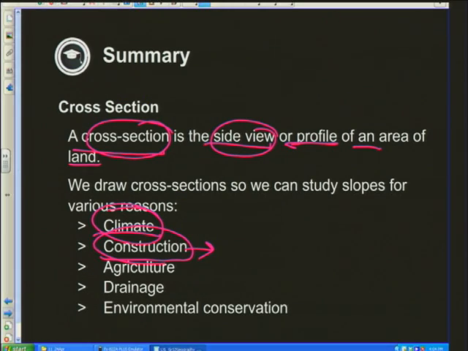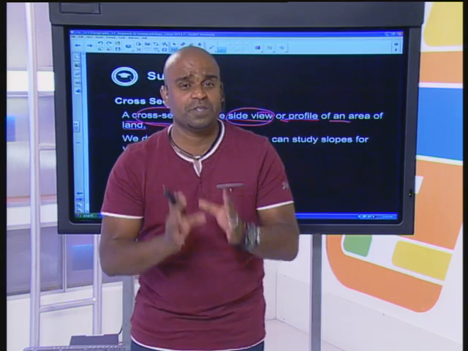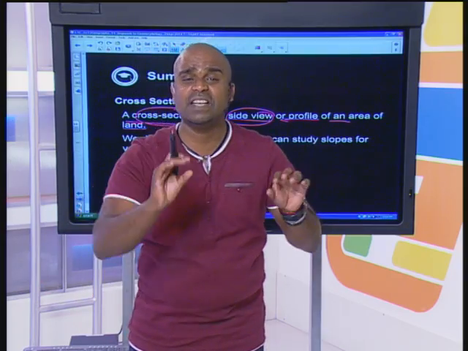Construction. My budding civil engineers, guys, those of you that are going to do civil engineering after matric next year, cross sections become one of the focus areas in your degree. Cross sections assist in construction industries. Why is it important? Because every construction worker needs to ensure that he has a physical view in terms of the side or profile view of the landscape before any building can take place.